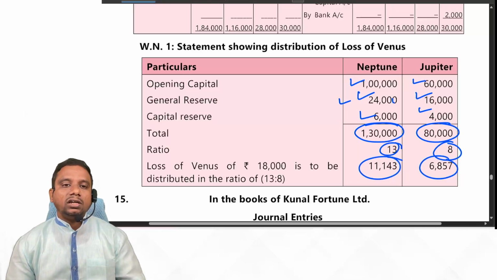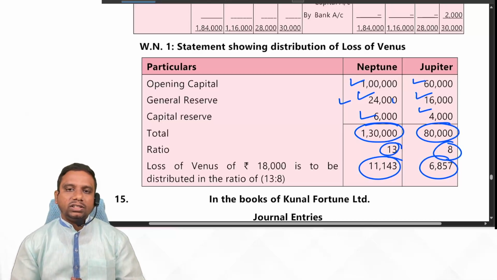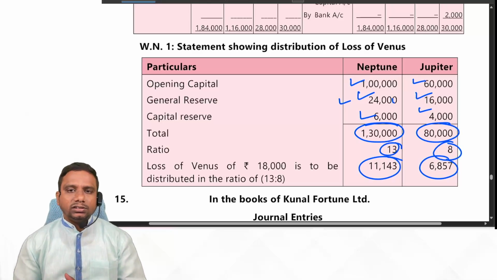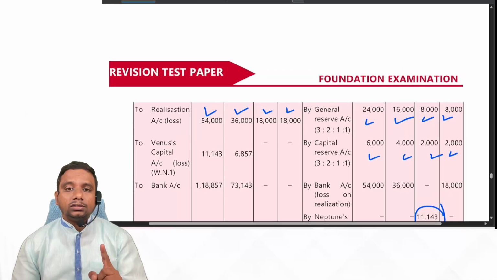What is the entry we record? Neptune capital account debit 11,143. Jupiter capital account debit 6,857. To Venus capital account 18,000. This entry, all the Venus account, and here Pluto is not solvent.